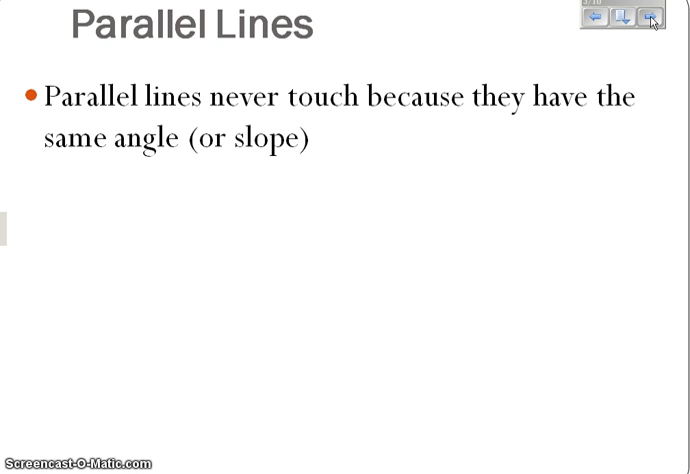Okay, now on to some specific types of lines. First of all, we're going to talk about parallel lines. Parallel lines never touch because they have the same angle to the line. Or, now that we know about slope, we can think of parallel lines as having the same slope. So they're never going to touch each other.